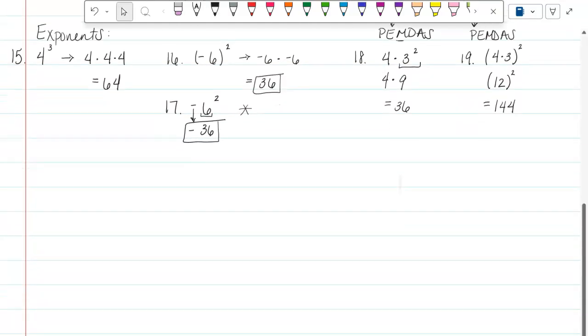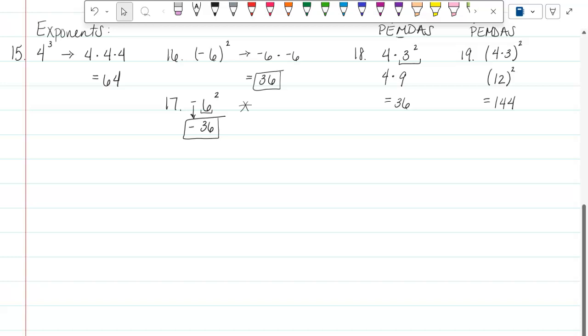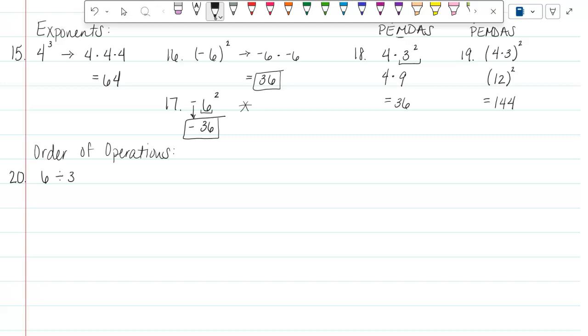All right, so we've kind of gone over this idea of order of operations. We've only got a couple more examples to do. All right, order of operations, starting with number 20. So we're going to write out 6 divided by 3 plus 2 cubed times 5.